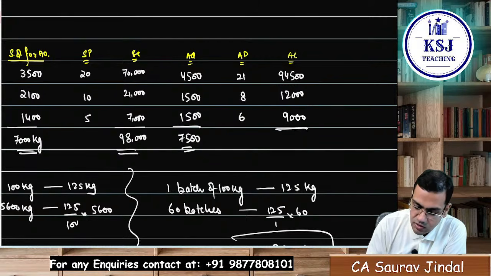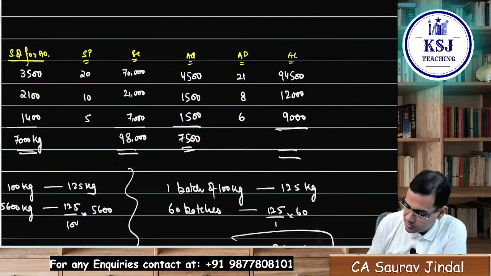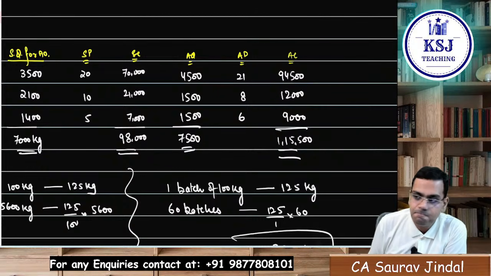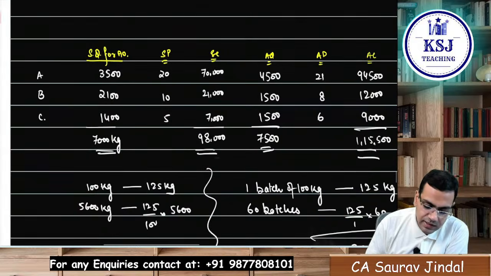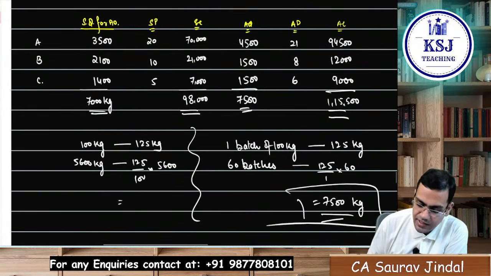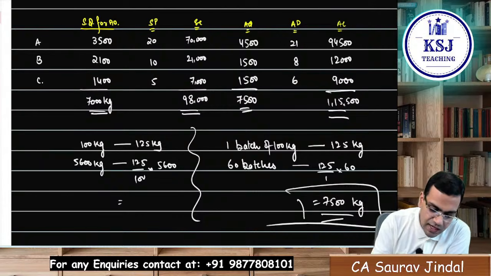What is the actual cost here? 94,500 plus 12,000 plus 9,000, that is 1,15,500. Clear? Now you can calculate the price and usage variance. These two calculations are important.